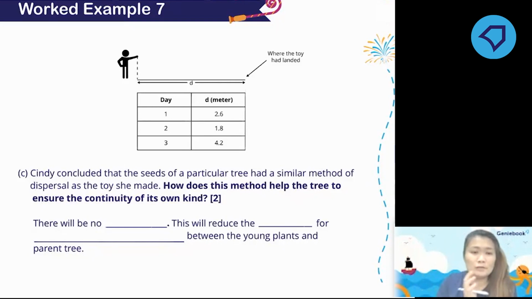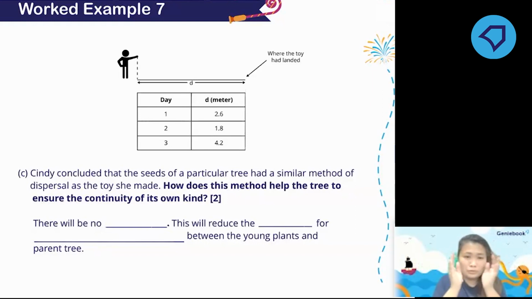We are looking at the reasons for dispersing seeds: to avoid or to reduce overcrowding, or even to have no overcrowding. Best is no overcrowding, so that the seeds are all scattered far away from each other.